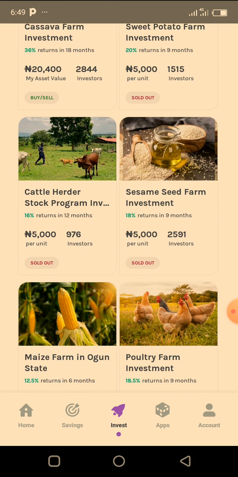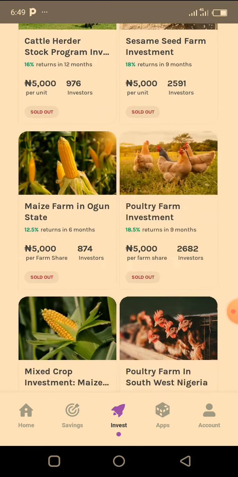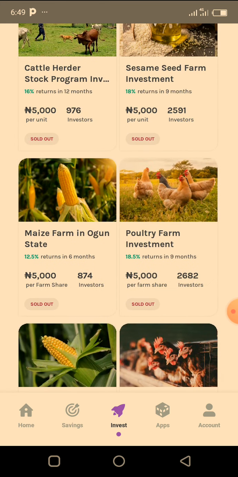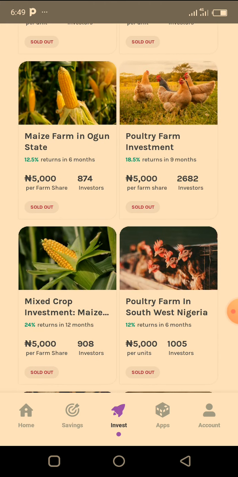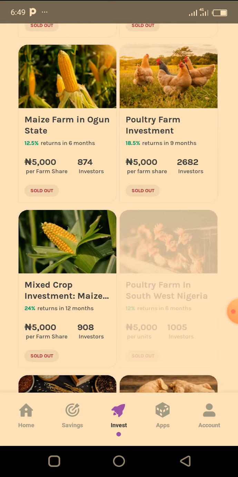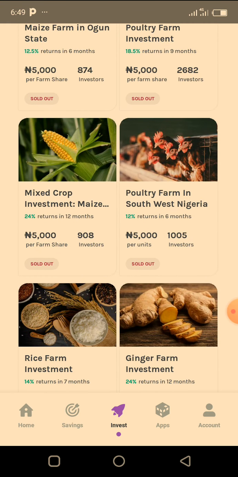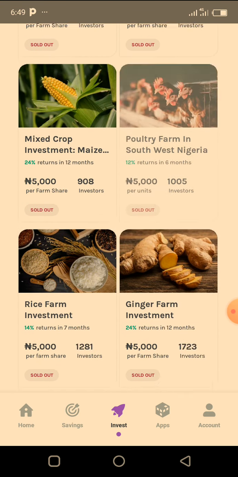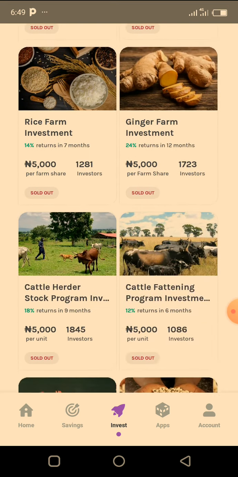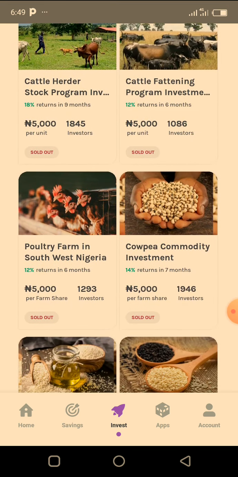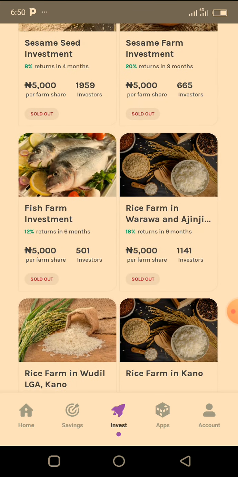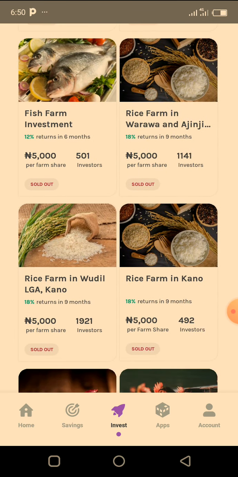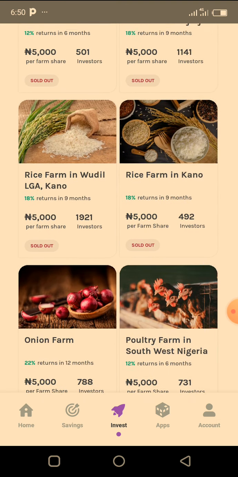We have the ones of 13%, but their period is like 12 months. This one is 9 months. This is 16% for 12 months, 12.5% for 6 months. It's not bad. You see the investment, 24% for 12 months. Means business is not bad, but they are all sold out. So there's no available investment for it until, let's wait until rainy season comes and see whether we'll get investments for these two. You understand?